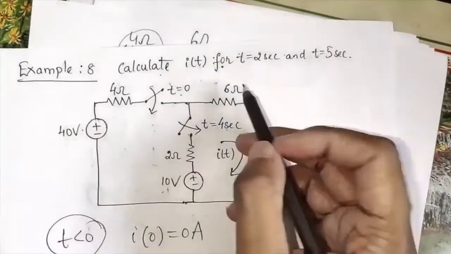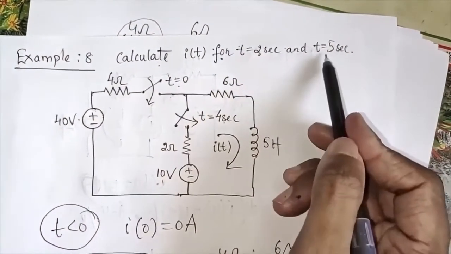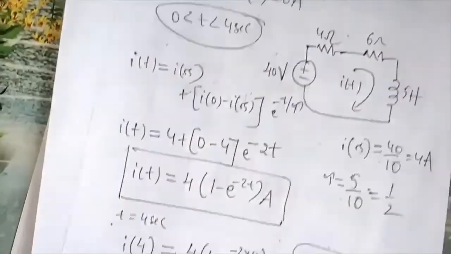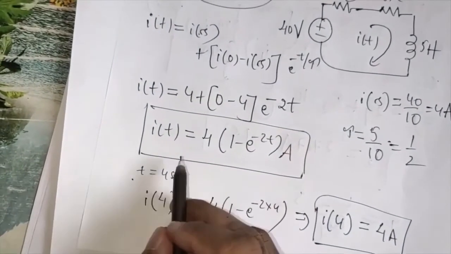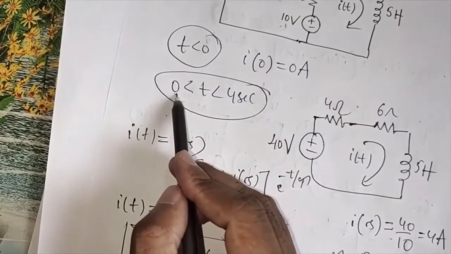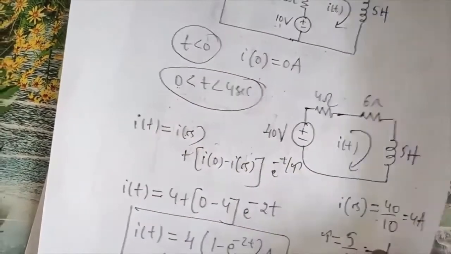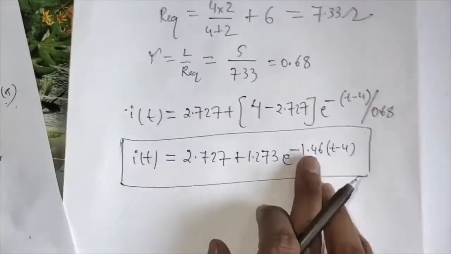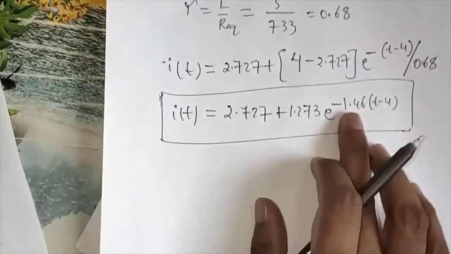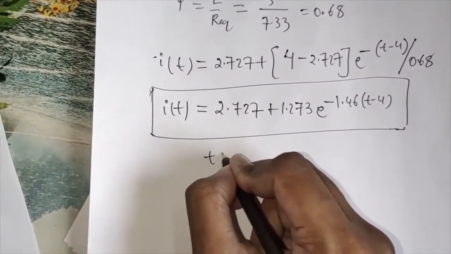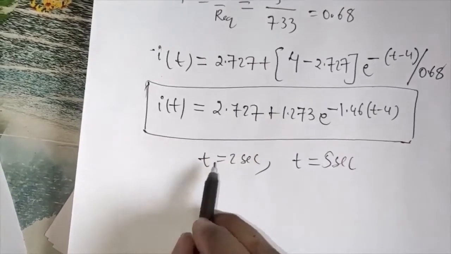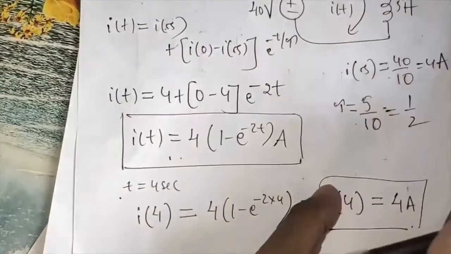So in the original sum, it has asked us to find the value of I of t for t equal to 2 seconds and t equal to 5 seconds. So remember that we have two expressions for current. This expression is valid for t between 0 and 4 seconds, and this expression of current is valid when t is greater than 4 seconds. So we are asked to find the value of current at t equal to 2 seconds and t equal to 5 seconds. So for t equal to 2 seconds, we have to consider this expression.